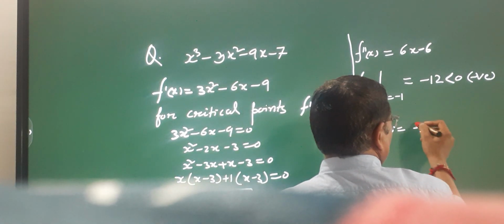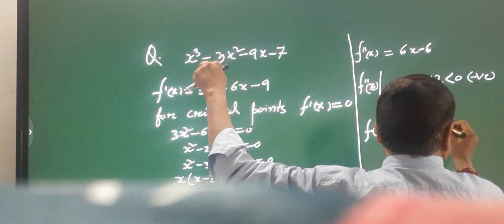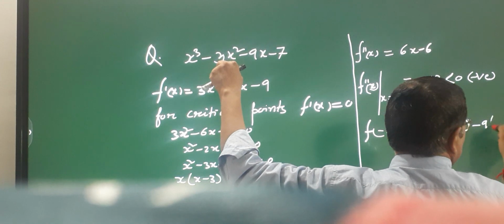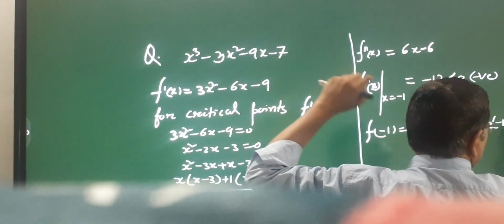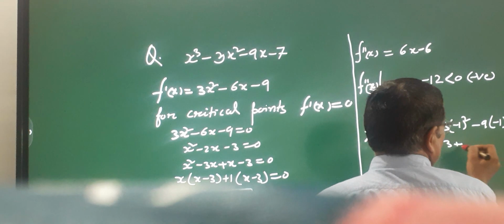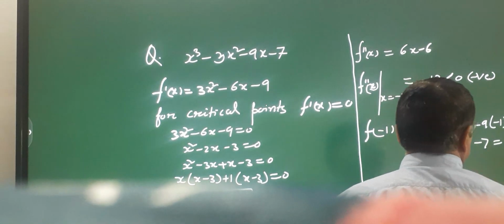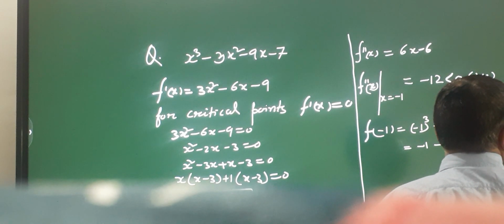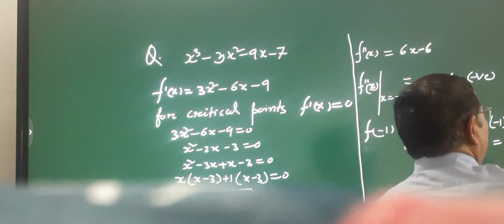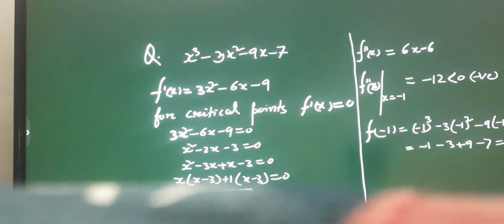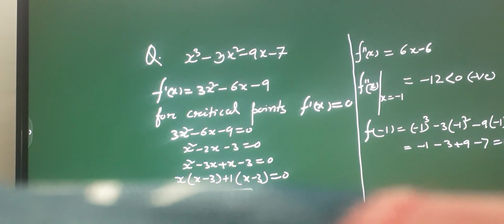Minus 1 cube, ये यहाँ से लिखो. Minus 3 minus 1 square minus 9 minus 1 and it is minus 7. So क्या होगा? Minus 1 minus 3 plus 9 minus 7. Calculate it. So what? I think it is 2 minus 2 minus. So this is the maximum value. Which value is this? Maximum or minimum? Maximum value. Clear?